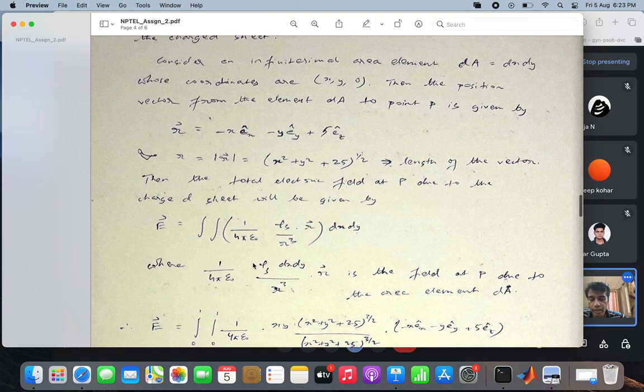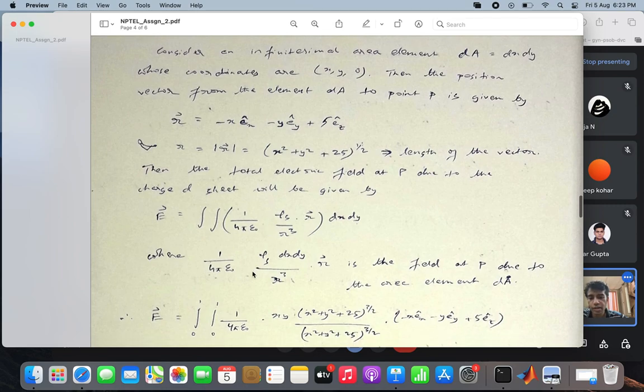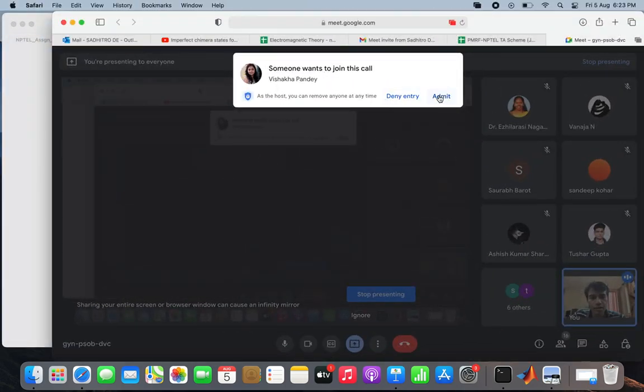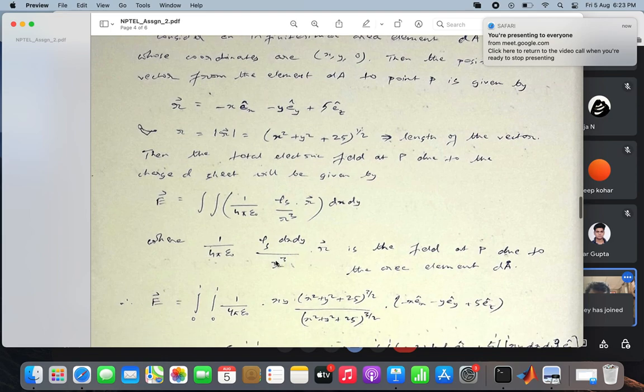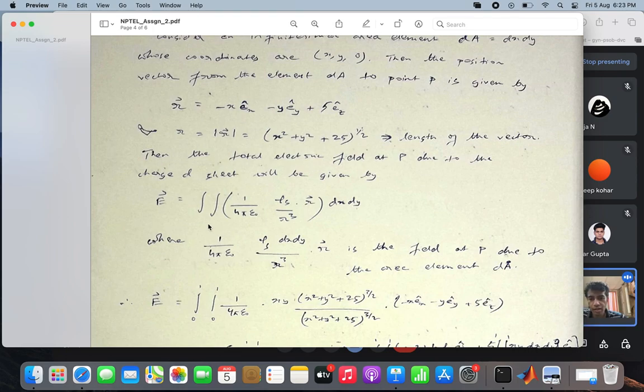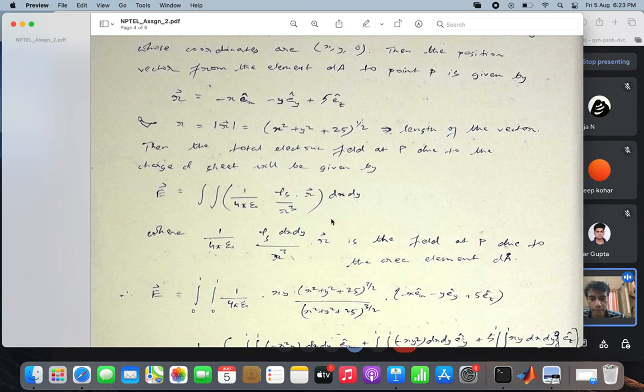Okay. So then the electric field due to this infinitesimal area. I'm considering this infinitesimal area as a point charge. So the electric field due to that will be 1 by 4 pi epsilon naught into charge density into area, which gives me that particular value of the charge, divided by r cube into r vector. So this is the electric field due to the infinitesimal area, and if I integrate this electric field over the entire area of the sheet, I get the total electric field.